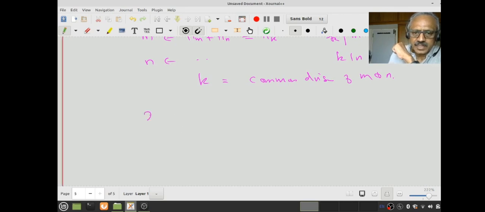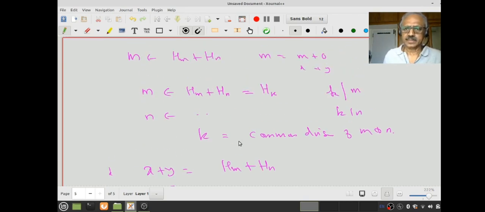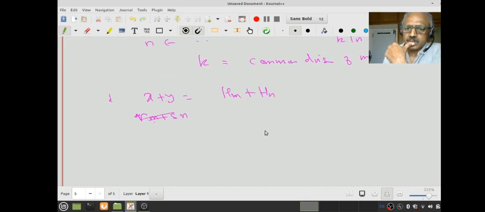Therefore you start with any element x plus y in Hm plus Hn. This is something like r times m plus s times n, and since k divides m and k divides n, k divides this sum. So we know that. That's fine. Okay. Now let us look at G to be the greatest common divisor of m and n.